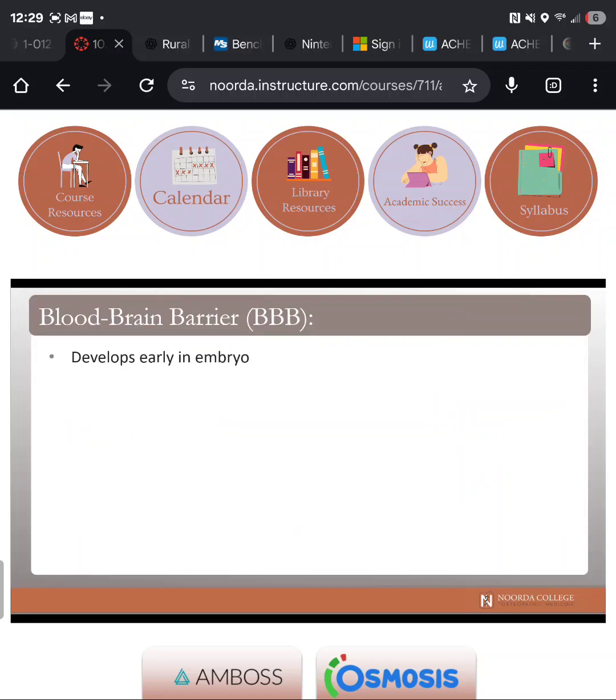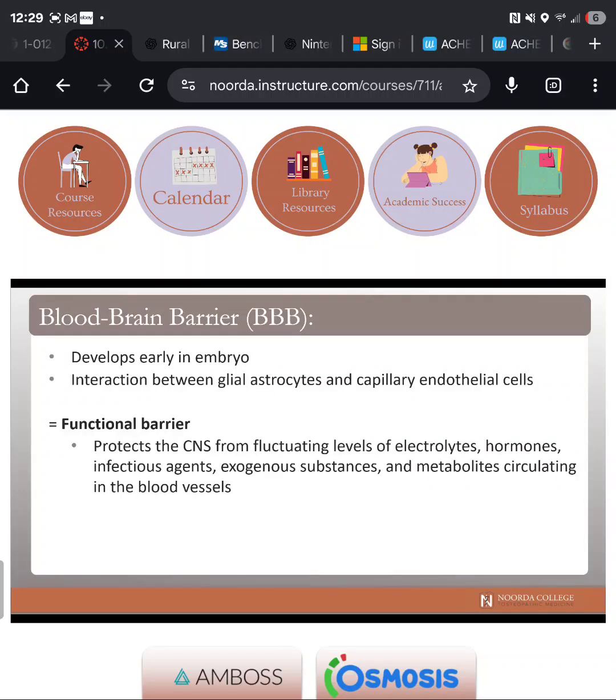Let's discuss the blood-brain barrier, which develops early in the embryo. There are interactions between glial astrocytes and capillary endothelial cells. It's a functional barrier that protects the CNS from fluctuating levels of electrolytes, hormones, infectious agents, exogenous substances, and metabolites circulating in the blood vessels. It's much tighter control than most tissues.